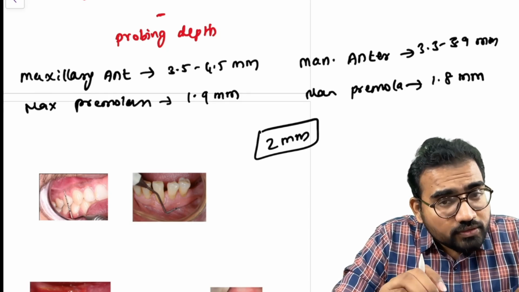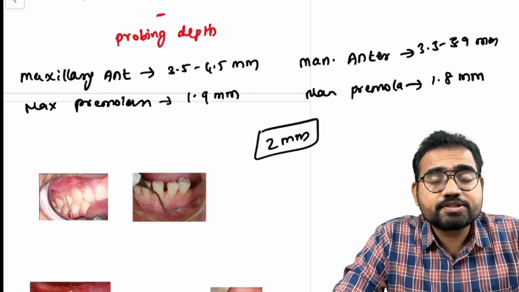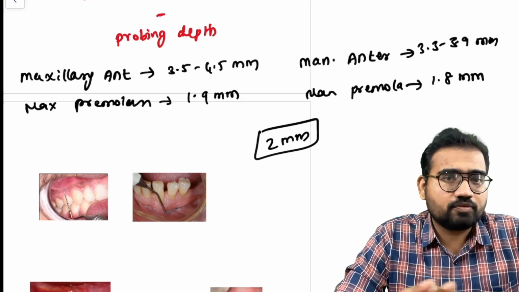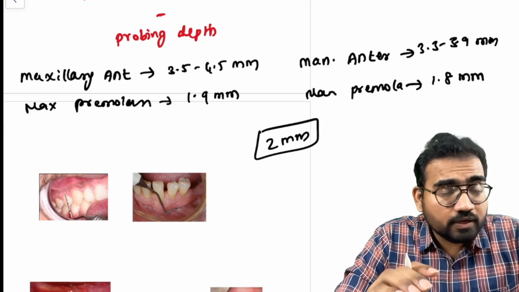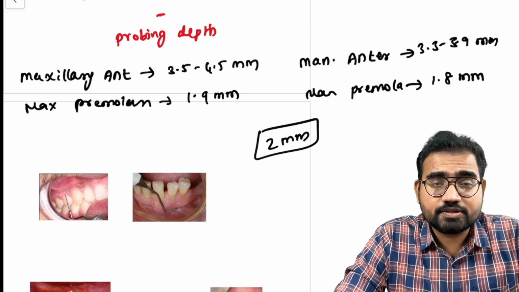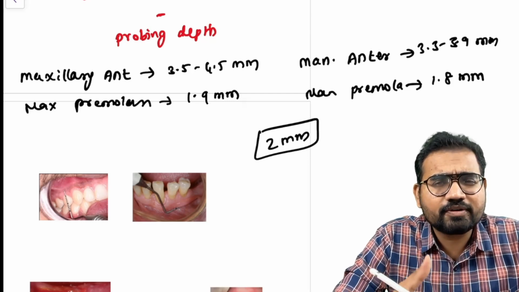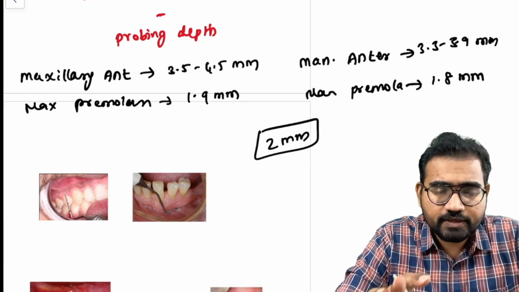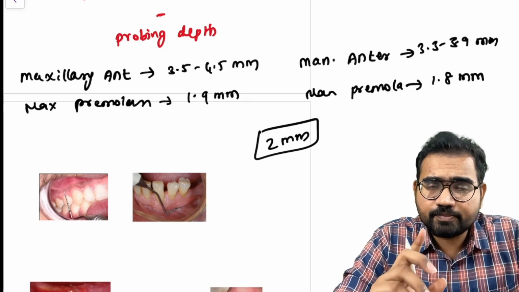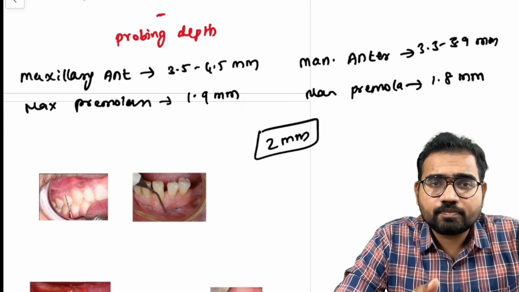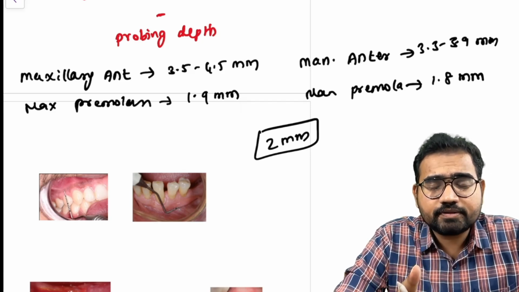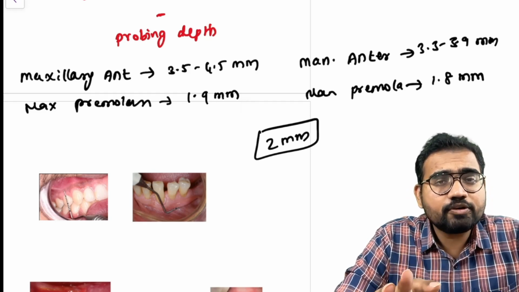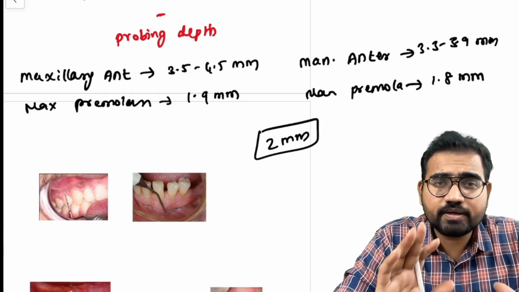But you should not tell that 2 mm of gingiva is enough. So whenever I see a 2 mm option in the MCQ, I should mark it no. You should know the exact value, and also you should know the concept and schools of thought behind that. You cannot go and refer to a width of attached gingiva author, so I'm just compiling it and giving it to you. Maxillary anteriors 3.5 to 4.5, maxillary premolars 1.9, mandibular anteriors 3.3 to 3.9, mandibular premolars 1.8. So the least will be your mandibular premolars, 1.8 mm.